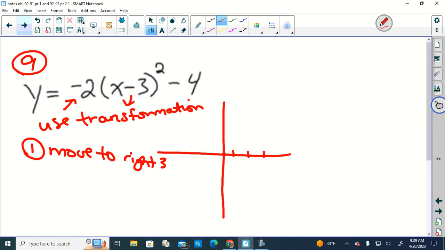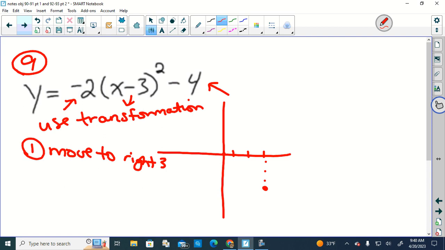Then from there, this one tells me the direction of my y. We don't do the opposite of that because it's not in parentheses. We do the actual direction that it is. So that means I'm going to go down 4. So 1, 2, 3, 4. Now I'm going to put my dots. From there, that is my vertex.